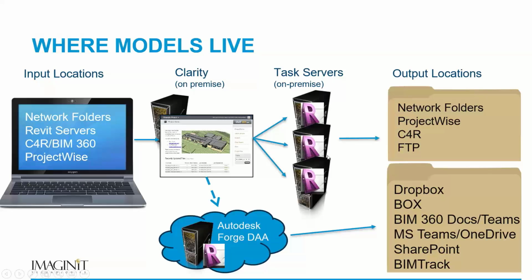But then ultimately, once the work is done and we've produced files, whether that's a PDF file or a Navisworks file or anything else, we also take it to the next step where that file needs to be delivered to some location, whether that's another network folder or pushing it up to BIM 360 or pushing it to SharePoint or Dropbox or BIM Track, any number of places where we can handle the delivery of the files to where they ultimately need to get to.